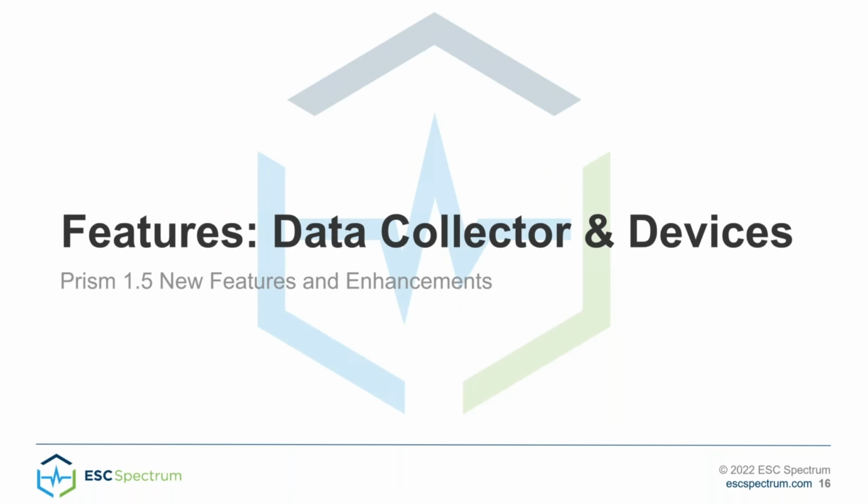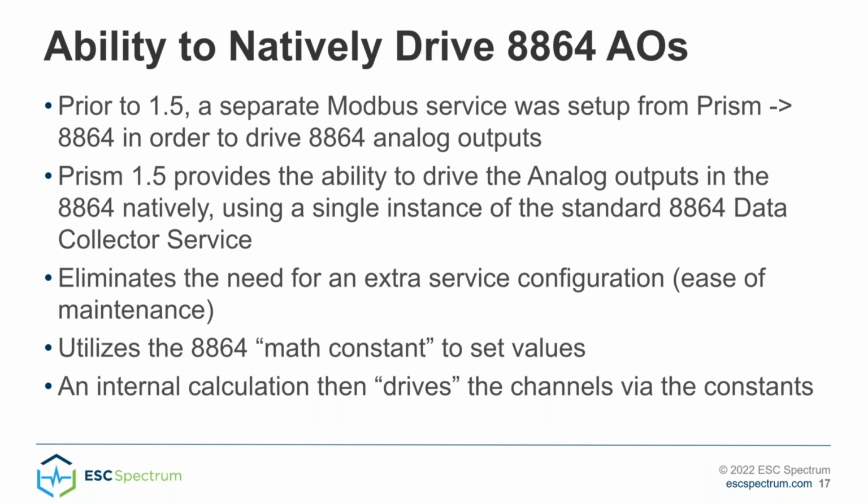Wanted to go over some of the features we've added to the data collector service and the different device features we've added in 1.5. We have added the ability to natively drive the analog outputs on the 8864. So prior to 1.5, what we would do is set up a separate Modbus service from Prism to the 8864 in order to drive those analog outputs, which obviously worked fine, no issues there, but it was a little bit of an overhead having another service running just in order to set some analog outputs.